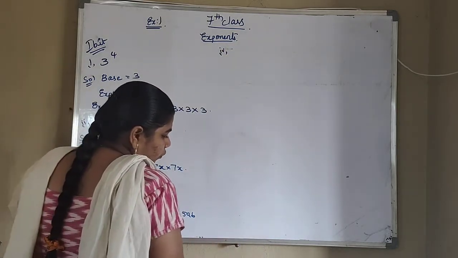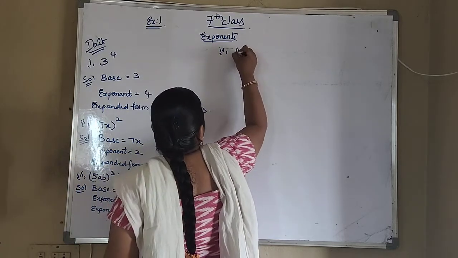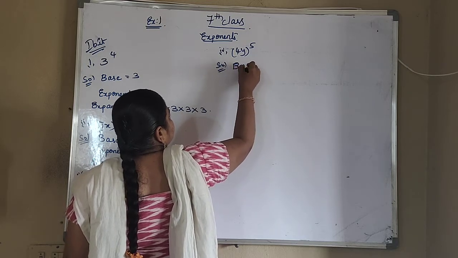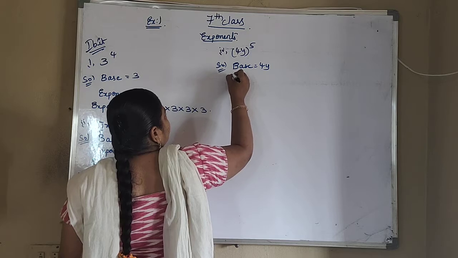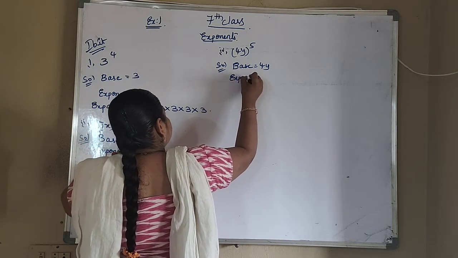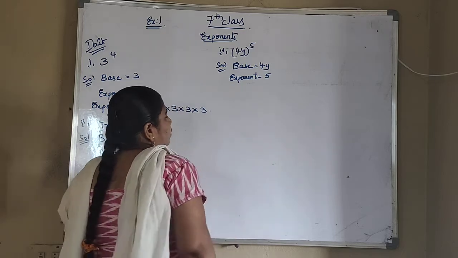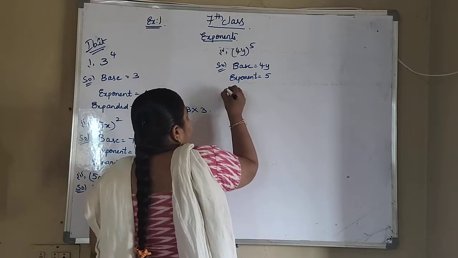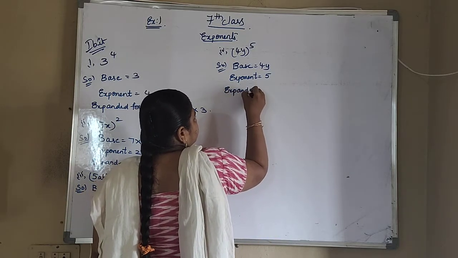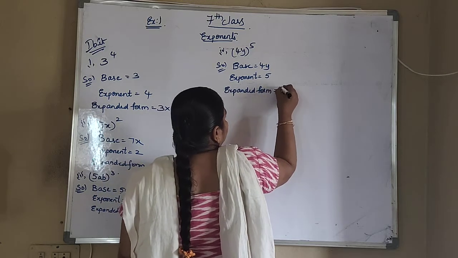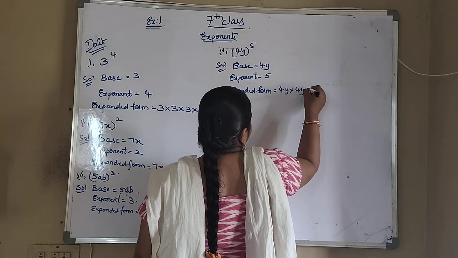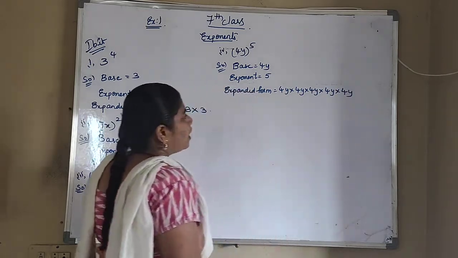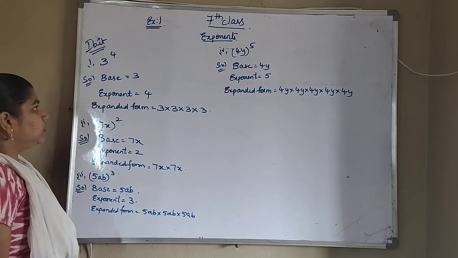So fourth one. 4y whole power 5. Okay. So now in this, what is the base? The base is 4y and exponent is 5. So what is the expanded form? Expanded form is this 4y we have to multiply 5 times. So expanded form: 4y into 4y into 4y into 4y into 4y. So we have expanded this 4y how many times? 5 times. So this is our first bit.